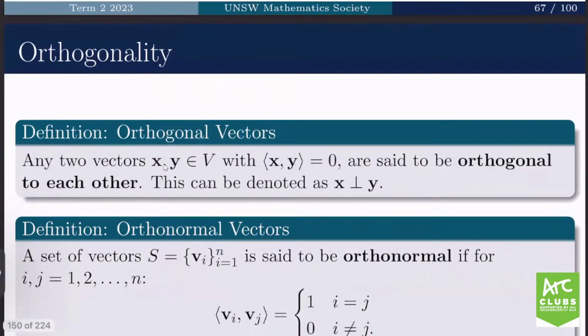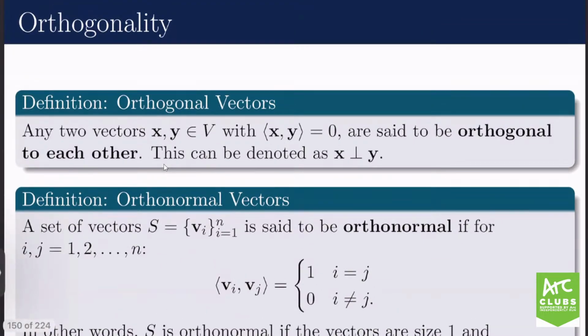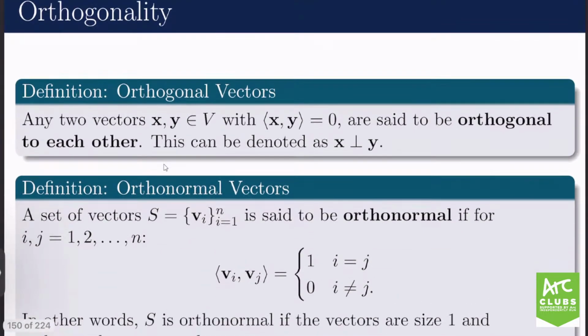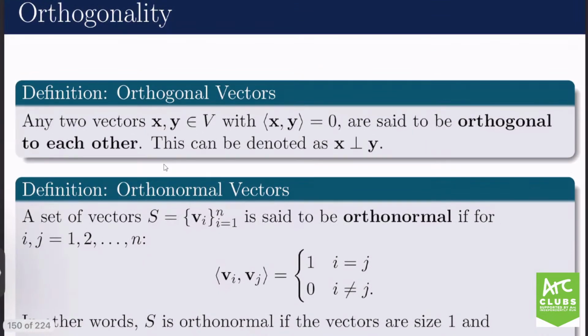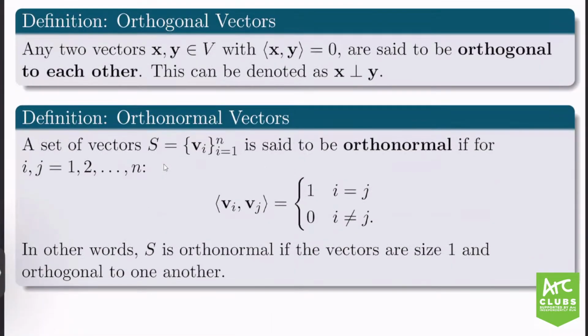Now, in terms of inner products, we can extend the ideas that we know for the normal dot product to this general inner product. One idea is perpendicular, whether two vectors are perpendicular. We extend that to the idea of orthogonality. So two vectors are orthogonal if their inner product is 0.